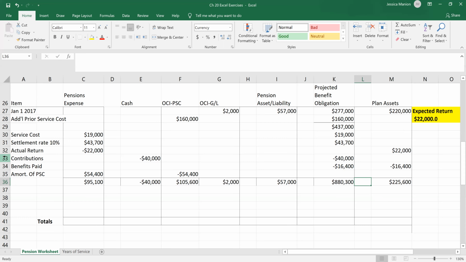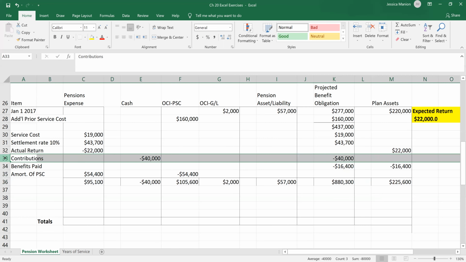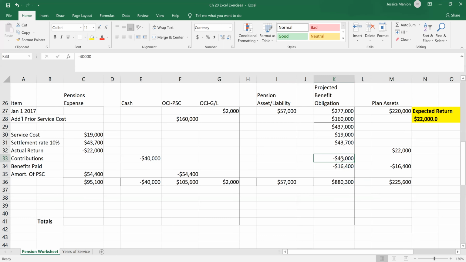Oh, you know what I did? I forgot to do, guys. I did this on the wrong side. So contributions, that does decrease cash, but it increases our plan assets because we're putting that money into our plan assets. So I'd like to say that I did that on purpose, but unfortunately I did not.